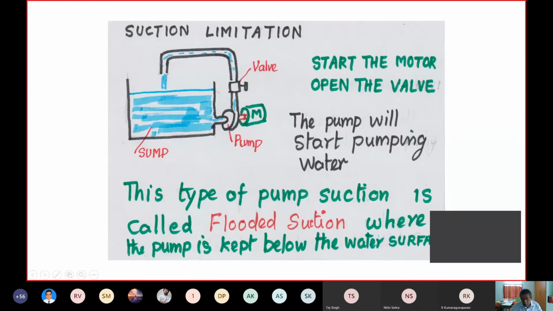Now, suction limitation. Take this case. You have a sump filled with water, and a pump draws water from that. There's a motor connected to the pump, and at the exit of the pump there's a valve. Now you start the motor, open the valve, the pump will start pumping water. This type of suction is called flooded suction, where the pump is kept below the water surface. There is no suction problem here.